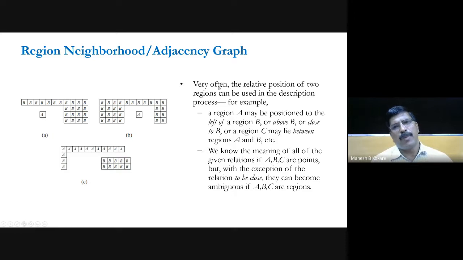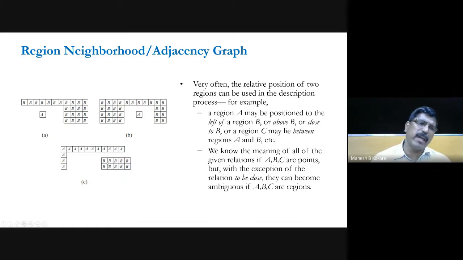So very often the relative position of two regions can be used in the description process. For example, a region A may be positioned to the left of region B. See that this region A is to the left of region B. Or region A is above region B, or close to region B. Or another region C may lie between regions A and B.